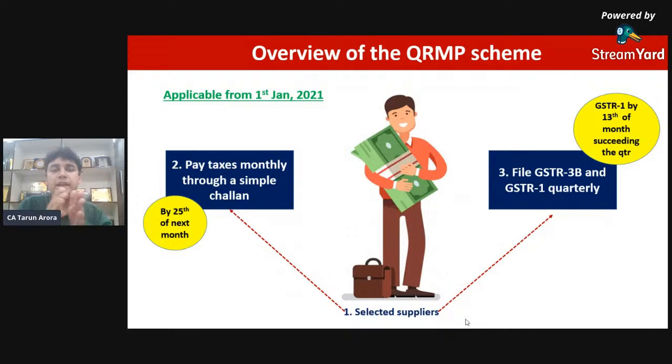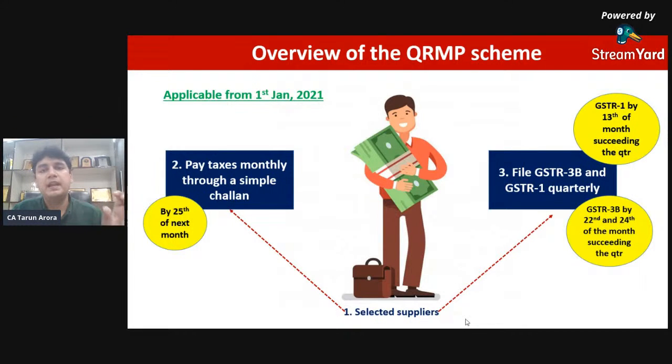For January, February, March, by 13th of April 2020. And for this quarter, Jan to March, my GSTR 3B due dates will be 22nd and 24th, depending upon the state in which we are registered. For example, for Delhi, Noida, that is UP, Haryana, that is the Delhi NCR region, the date is 24th. So, very simple. The tax has to be paid by 25th for the first and second month.